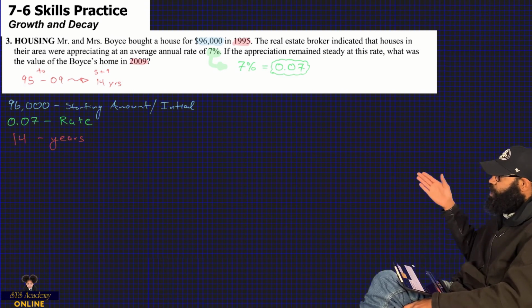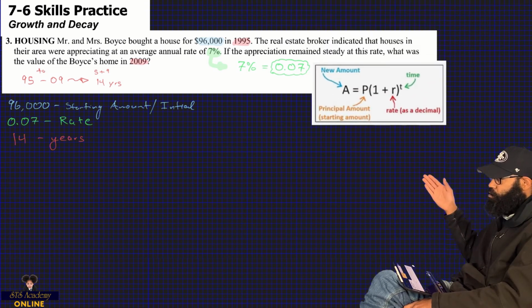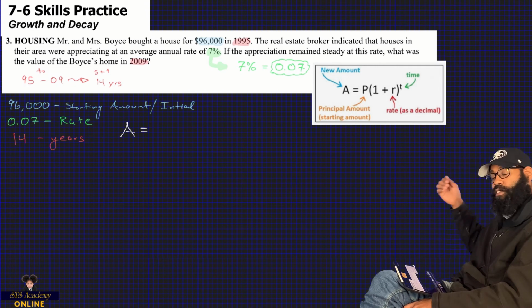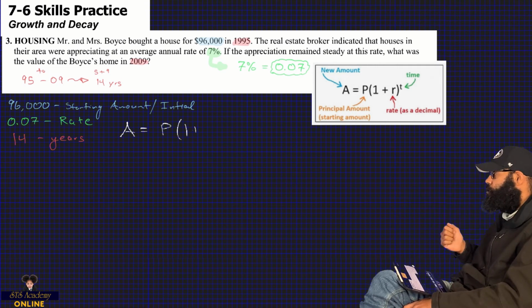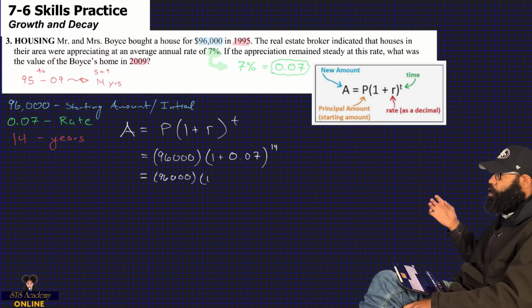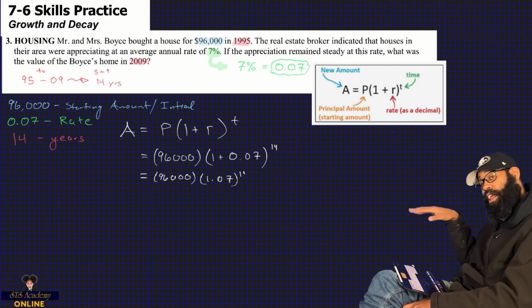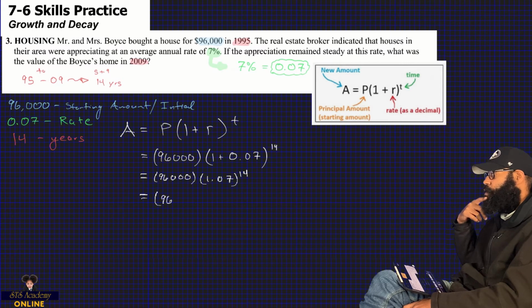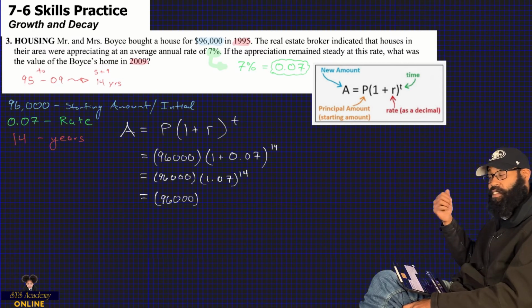If the appreciation remains steady at this rate, what was the value of Boyce's house in 2009? So we knew what it was in 95, so 14 years later, that's our time. We're gonna figure it out. So we got it. The new amount that their house will be worth is going to be equal to P times the quantity of 1 plus R all to the T power. So 96,000 times 1 plus 0.07 all to the 14th. So when I do it that way, guys, I kind of like it because with you labeling the information, plug it in goes very smooth. And hopefully after you plug in with the use of your calculator, it's going to be just as smooth, right?